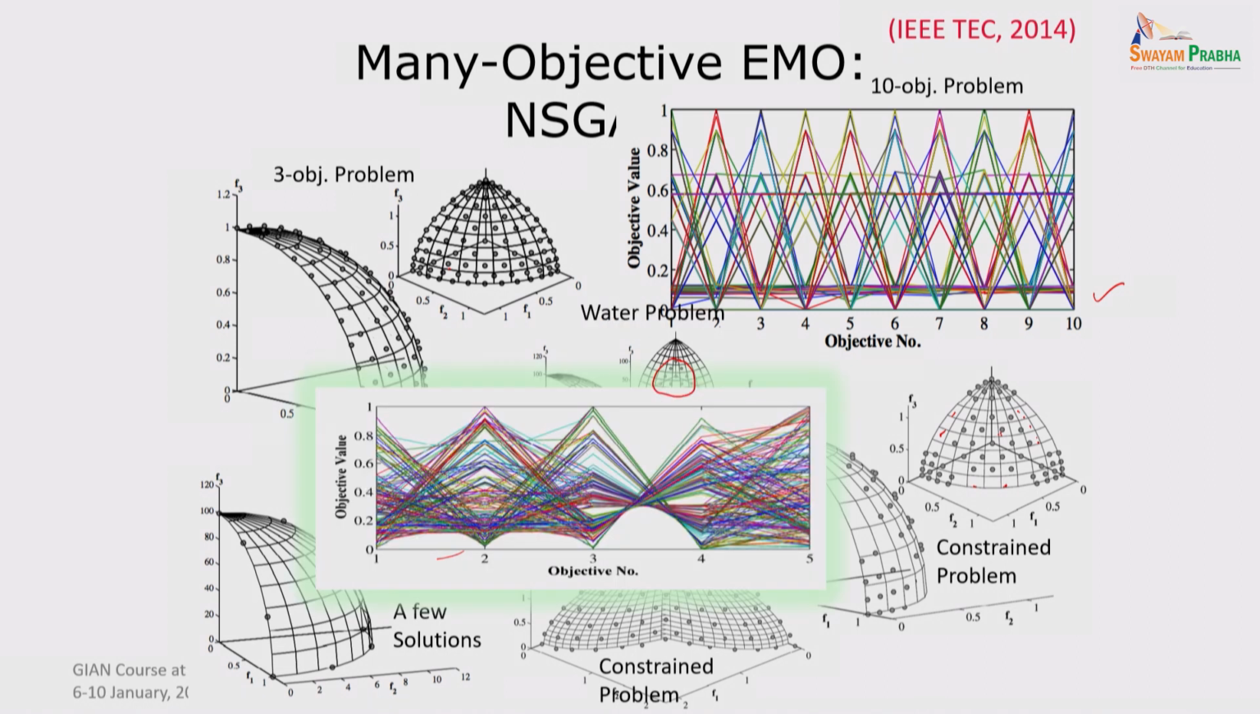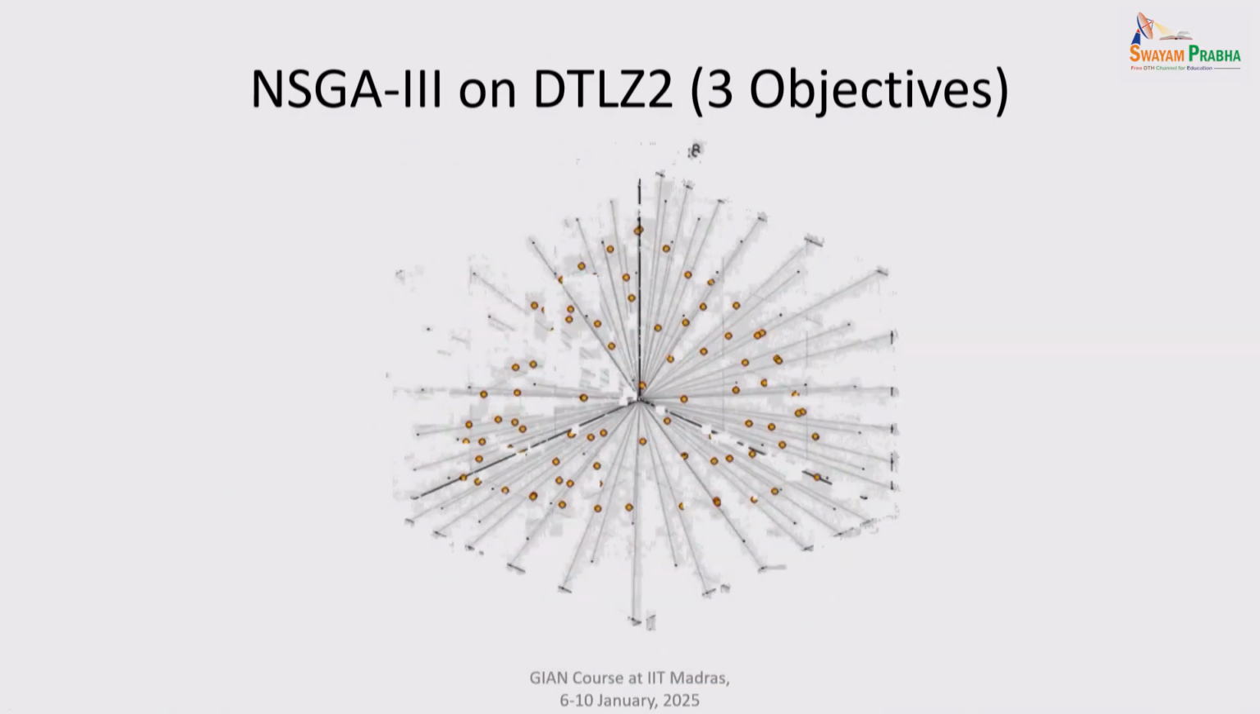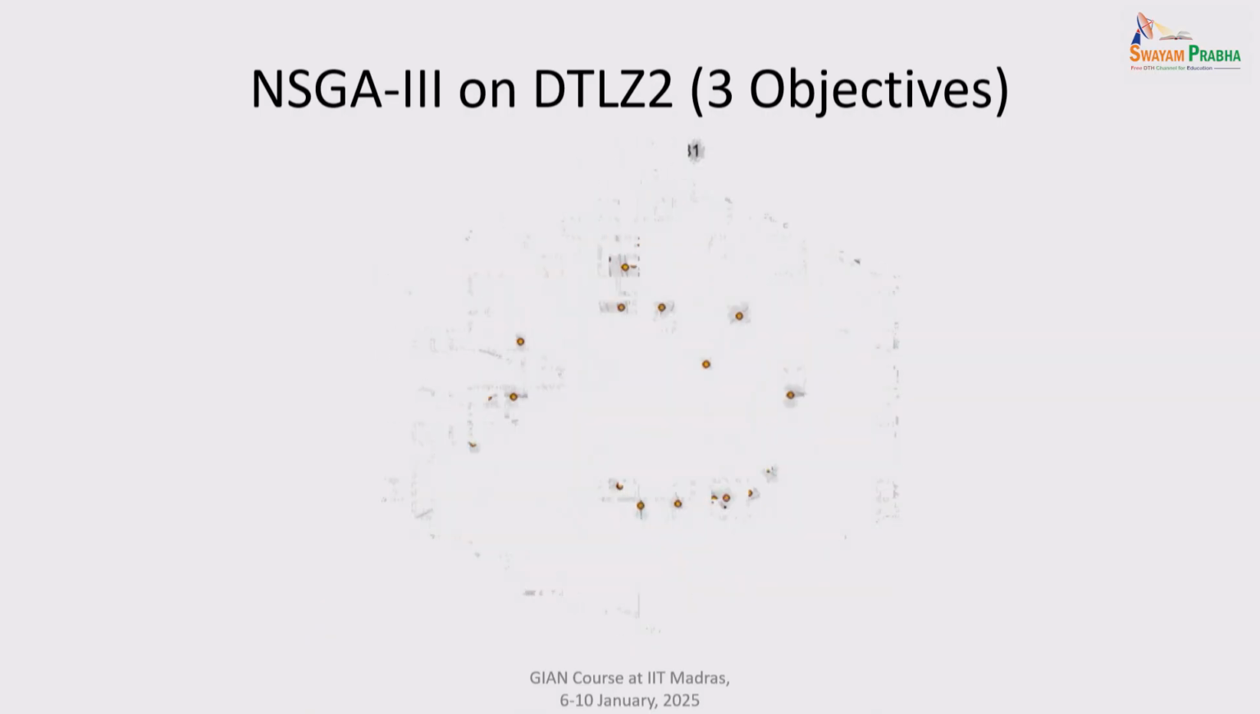MOEA/D results are not as good. I'll probably show you tomorrow. This is a water distribution problem with 5 objectives, and we have lots of these. Again, you don't see this well, but this is a simulation of how the NSGA3 points go to the Pareto set and shows you that nice distribution.